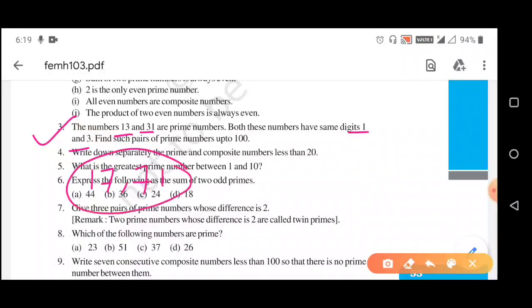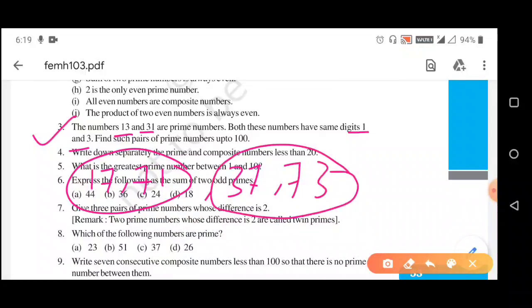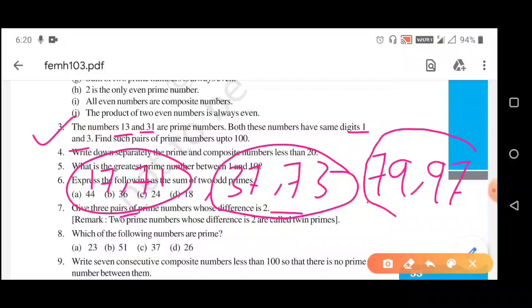You can check. Then the next pair will be 37 and 73. Here the digits are the same for both the numbers and both are prime numbers. The next one is 79 and 97. These are the only pairs with the same digits where both the numbers are prime numbers in each pair.